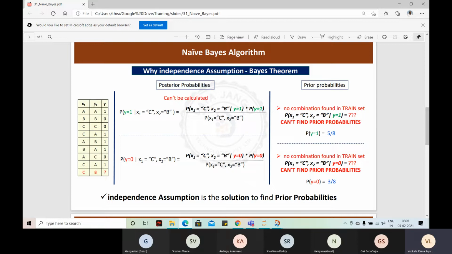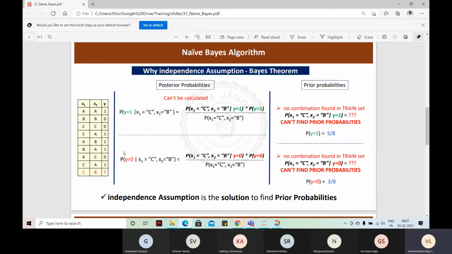In any data set, there will be some relationship, a little bit of relationship between the input features. And some features may be multi-collinear also. But the naive Bayes algorithm assumes independence because there is no way that you can calculate the probability for a combination that is not present in the training set.